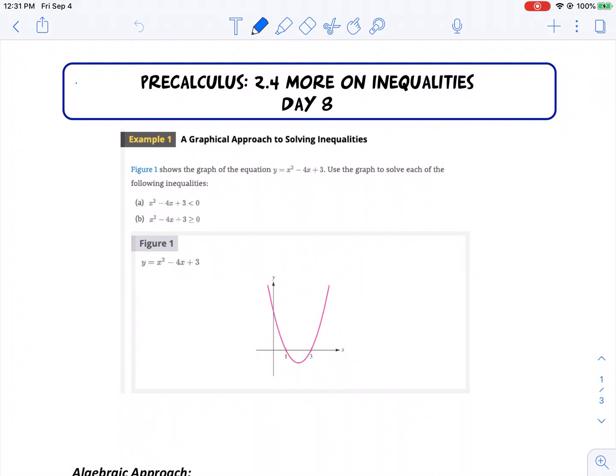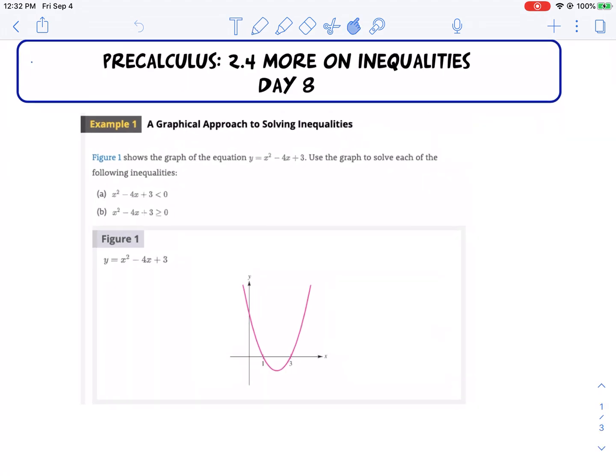Welcome to chapter 2.4, more on inequalities. These are so much fun. So, what we're going to talk about today is the graphical approach and an algebraic approach, and then look at what happens when you have a polynomial and an inequality. So, a lot of fun stuff to come.